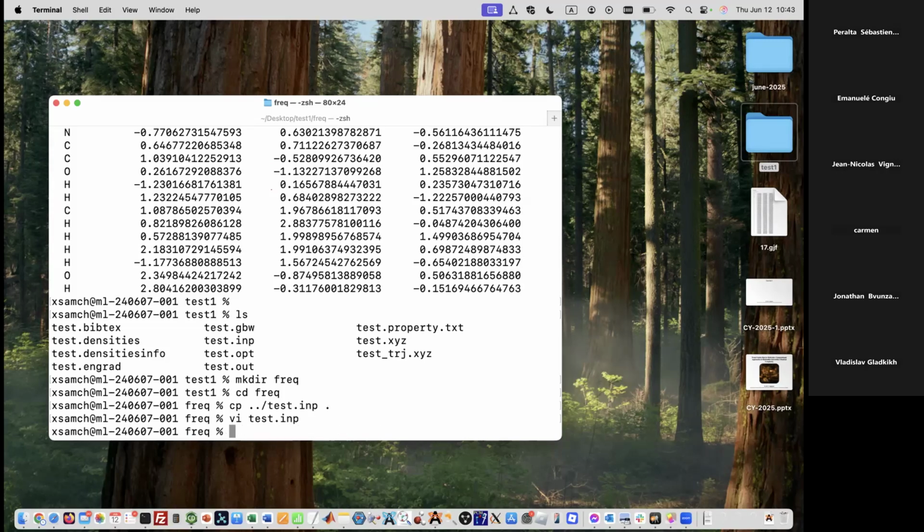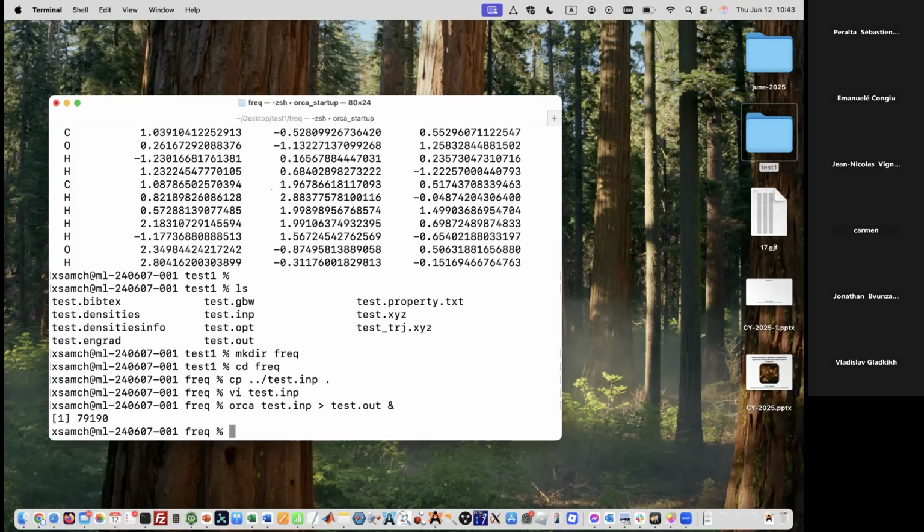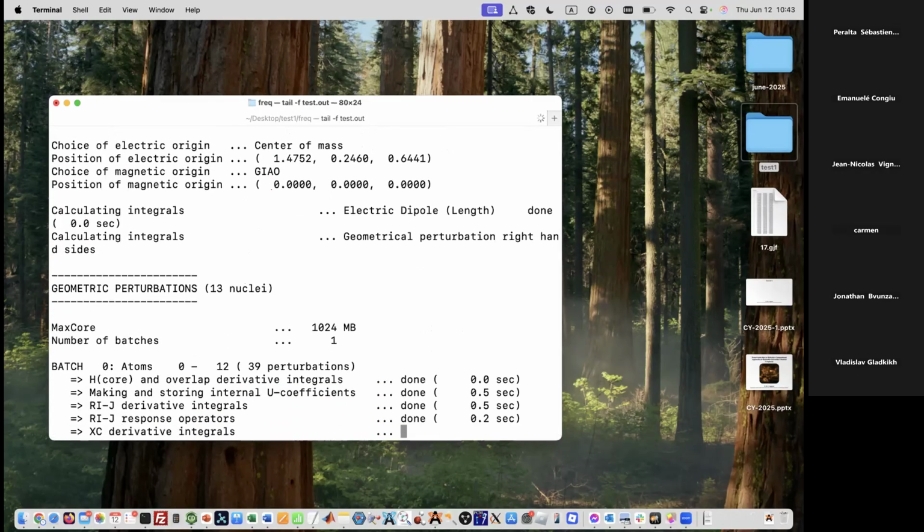Now we can run the calculation. It will be finished in a few minutes.